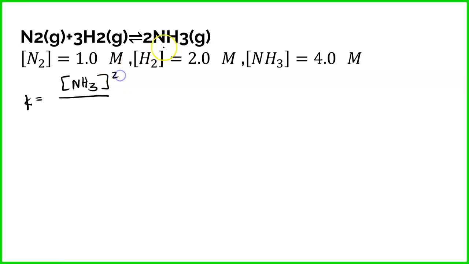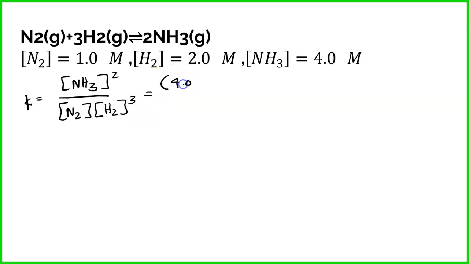2, because of the 2 coefficient. Then on the bottom, I'm going to have my reactants. You should definitely be paying attention to the state of matter. We only want to include gases and aqueous, and these all happen to be gases, so we're going to include them all. Then I'm going to plug in the given values.